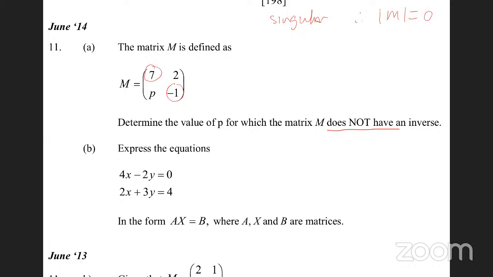7 multiplied by -1 minus 2 multiplied by p is equal to 0. So you're going to get -7 minus 2p is 0. We're going to solve for p, right? So I'll get -7 is positive 2p, so p is -7 over 2.